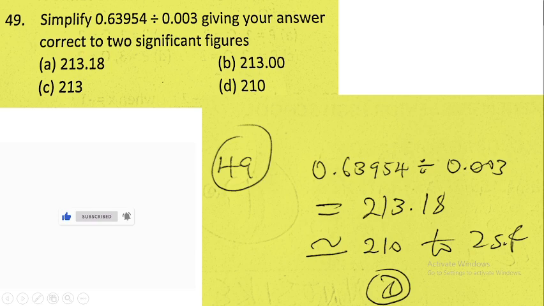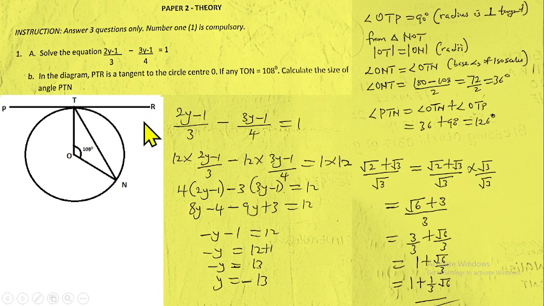49. So that's the solution to question number 49. Question number 50: the diagram is not given, so that is why we did not present the question for you. So we are now going to be solving the theory part of the question step by step.